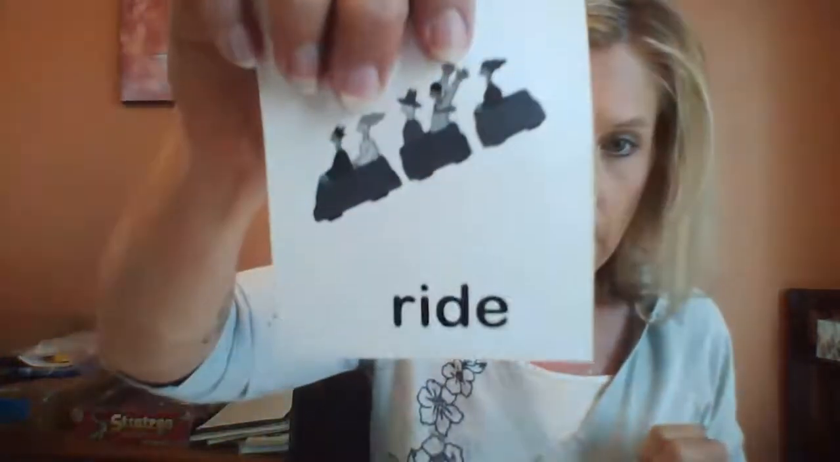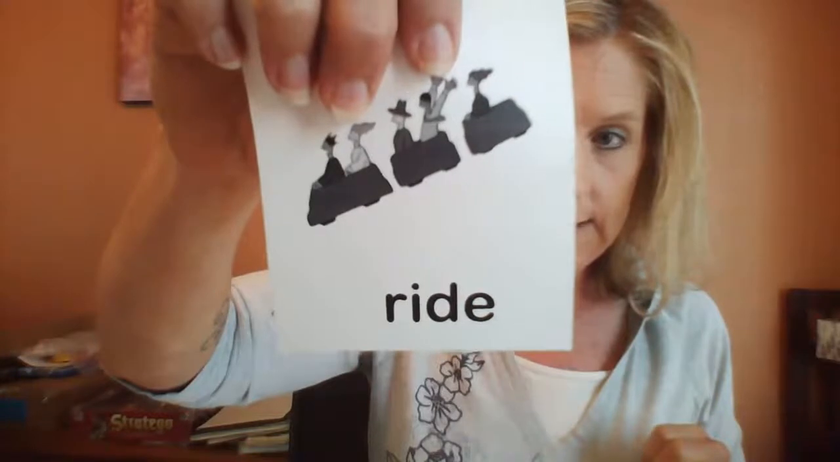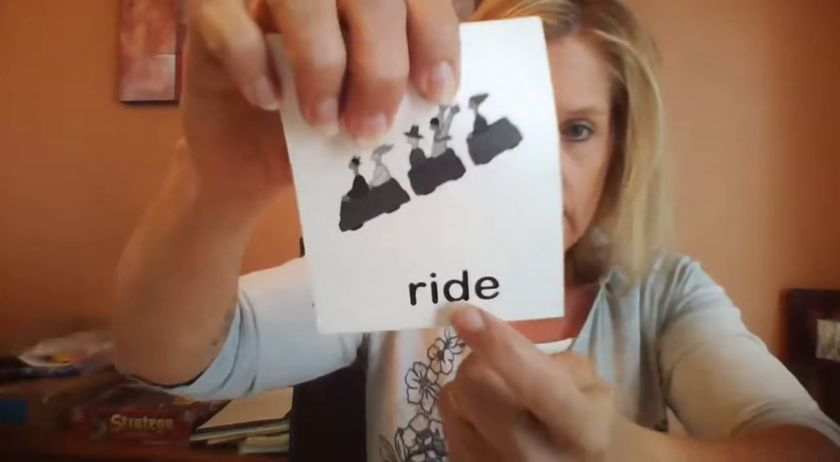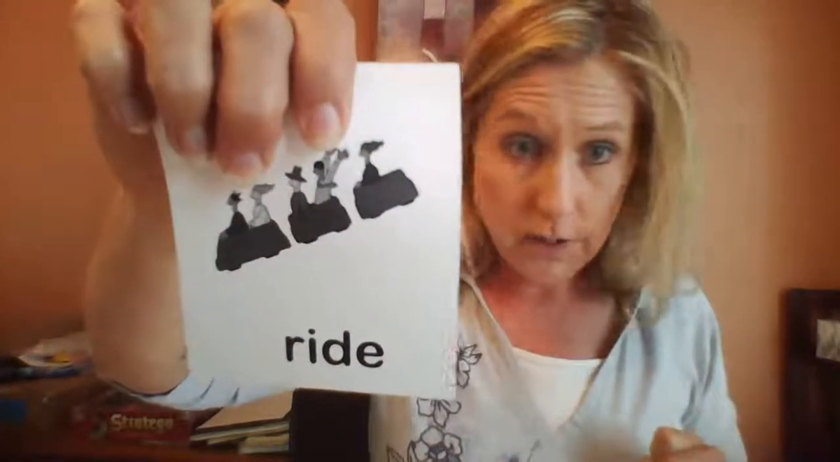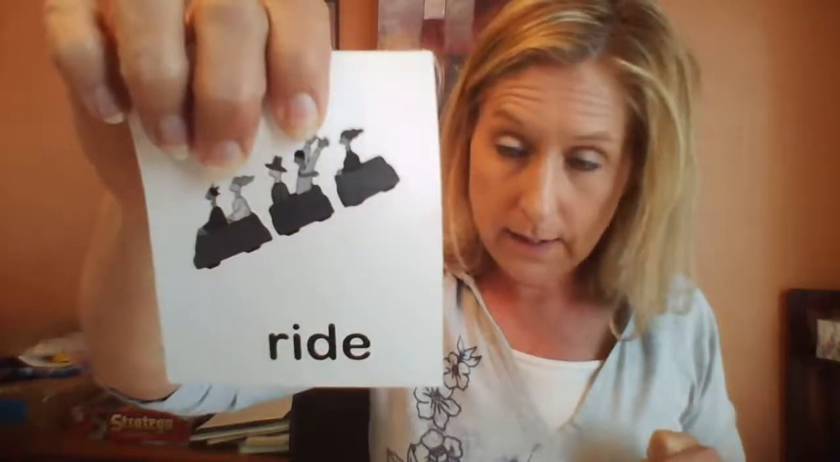Okay, here we go. R-I-D-E. Make sure that D is a D. Your first grade teachers aren't going to let you do those backwards letters. Your D's need to look like D's and your B's need to look like B's.